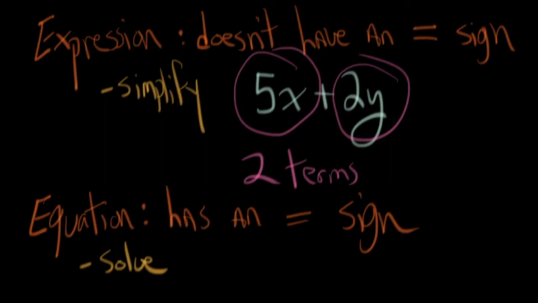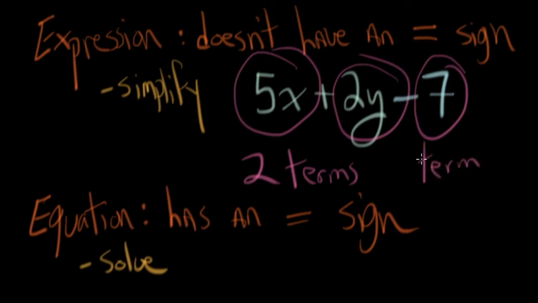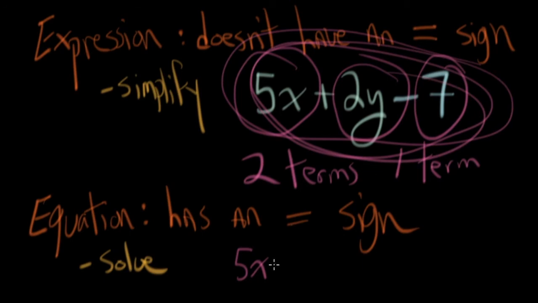If I had something like 5x plus 2y minus 7, like that, now it has 3 terms. This is also a term. Okay, so terms are separated by plus or minus signs. Equations and expressions. So this is an expression. If I did the exact same thing, but I said equals 7, so the equal sign, this is now an equation, and I can go and solve it and do other fun things as well.